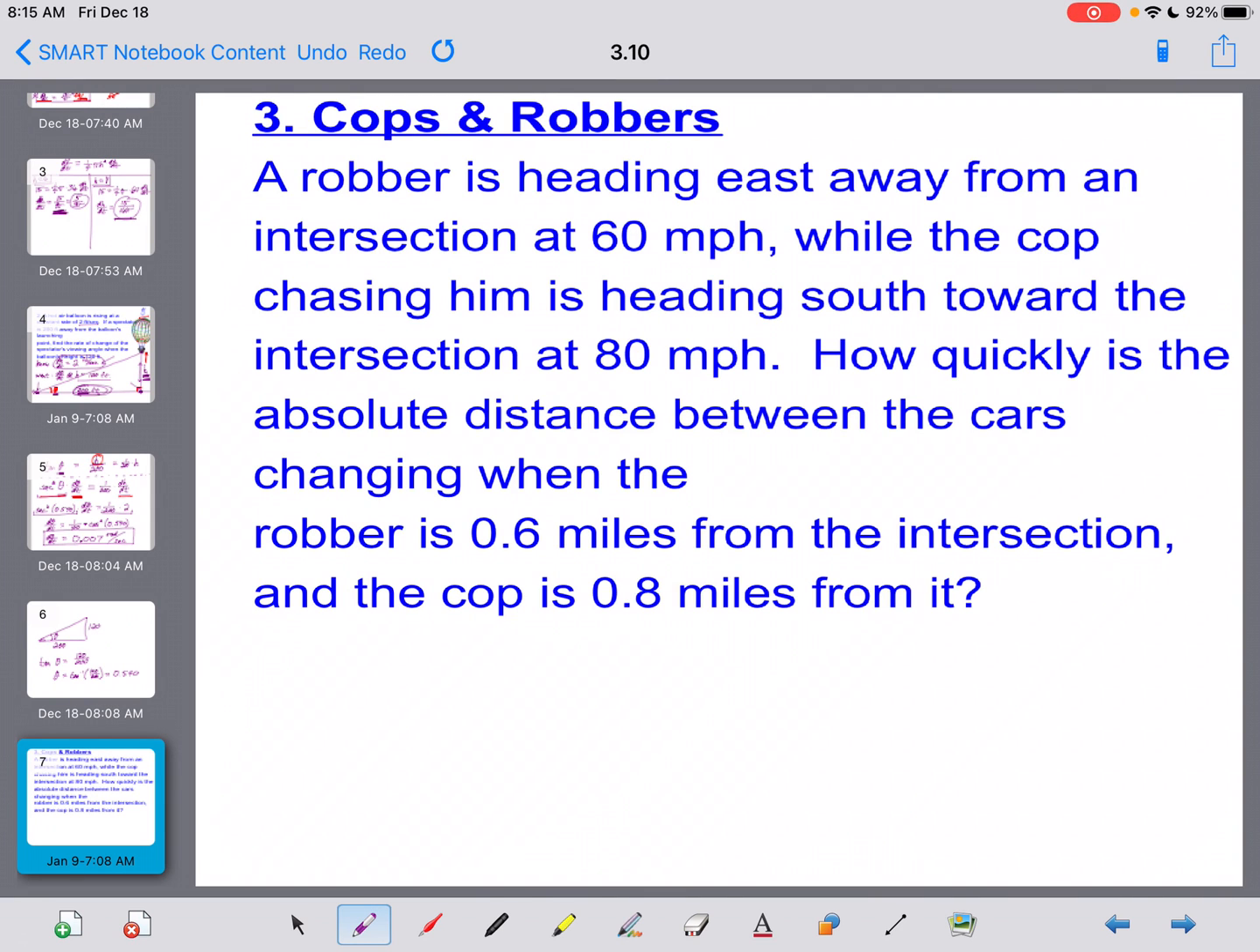And on to the third and final problem we're going to do in 3.10, the cops and robbers problem. All right, guys, let's see what's going on here. So a robber is heading east, away from an intersection, traveling at a speed of 60 miles per hour.